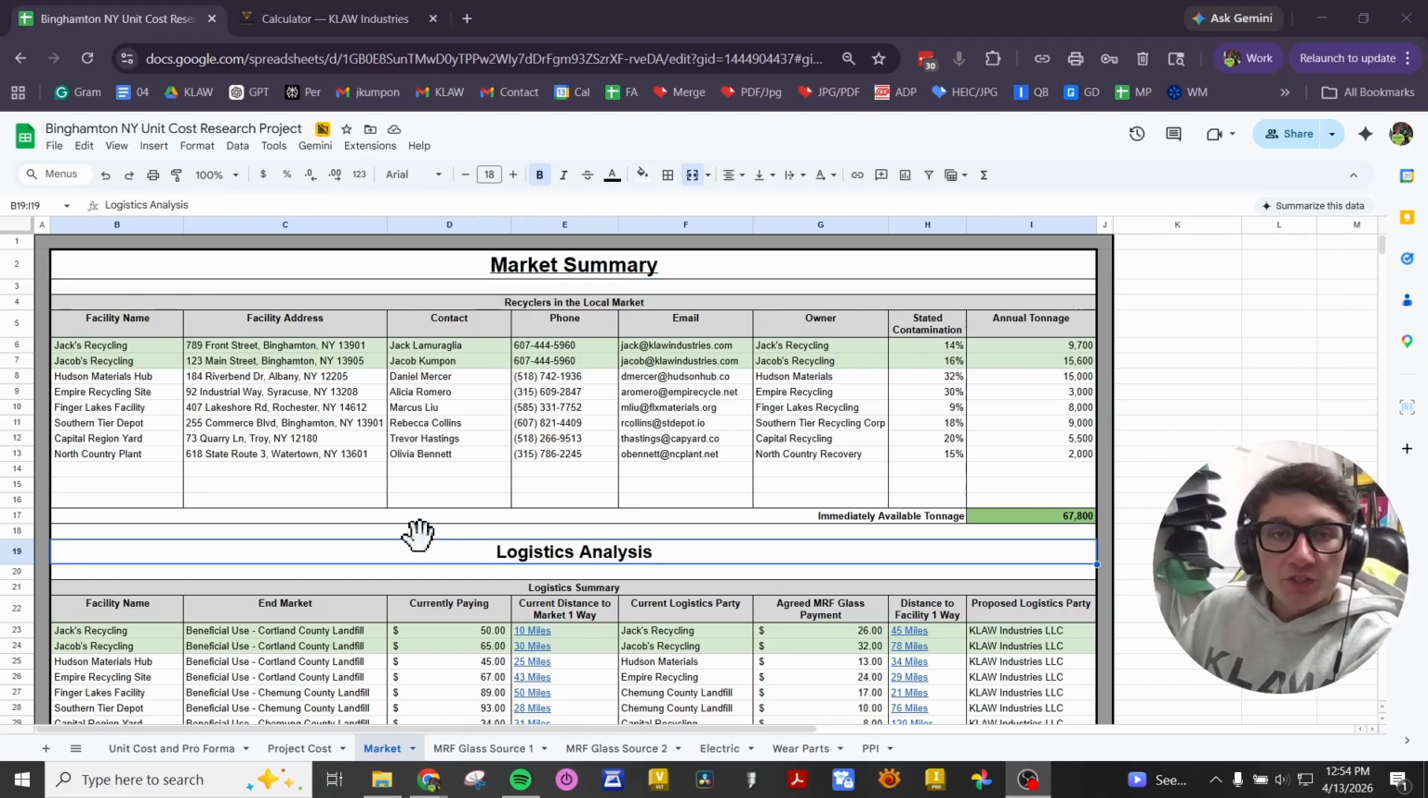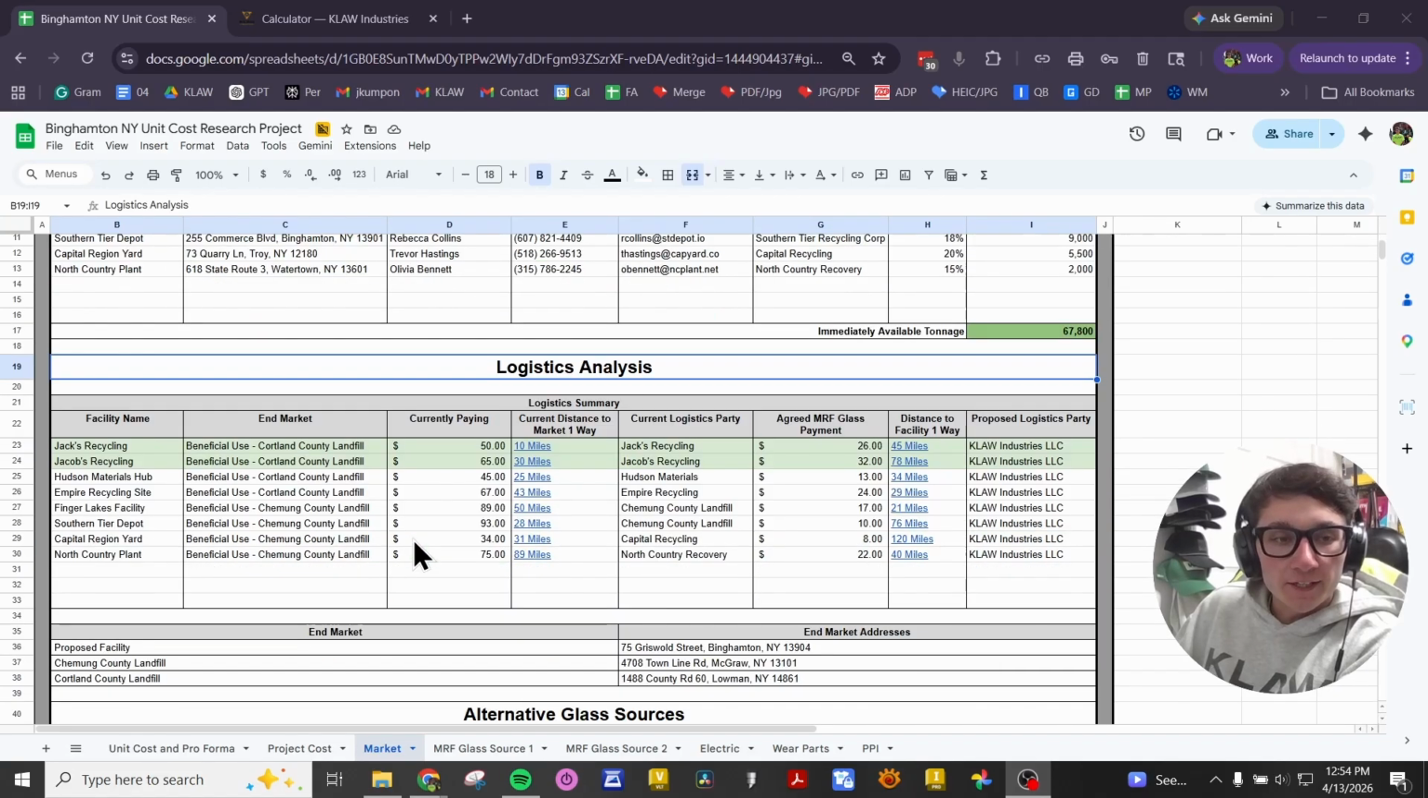Next, we have the logistics situation facing each one of these recyclers. So we can see the same facility names here and the end market of where their glass is actually going, followed by what they pay to get rid of this material, and the distance that the material is traveling to the final destination, as well as who's responsible for actually transporting this material. Typically, the recycler is responsible for paying the logistics for getting rid of the glass, and they typically do this with third parties, which adds a lot to their actual disposal cost of getting rid of MRF glass.